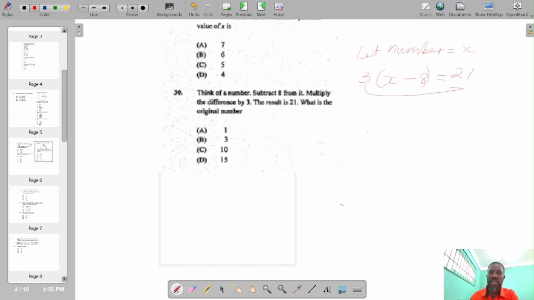We're going to take this 3 across the side, and if it's being multiplied on this side, when it comes across it is divide, right? So x minus 8 is equal to 21 divided by 3. 21 divided by 3 is equal to 7, so x minus 8 is equal to 7. When we take the 8 across this side, it will be doing the opposite of what it does on this side, or we could say, let us add 8 to both sides. So x minus 8 plus 8 is equal to 7 plus 8. We know that negative 8 plus 8 will give us 0, so x is equal to 15.